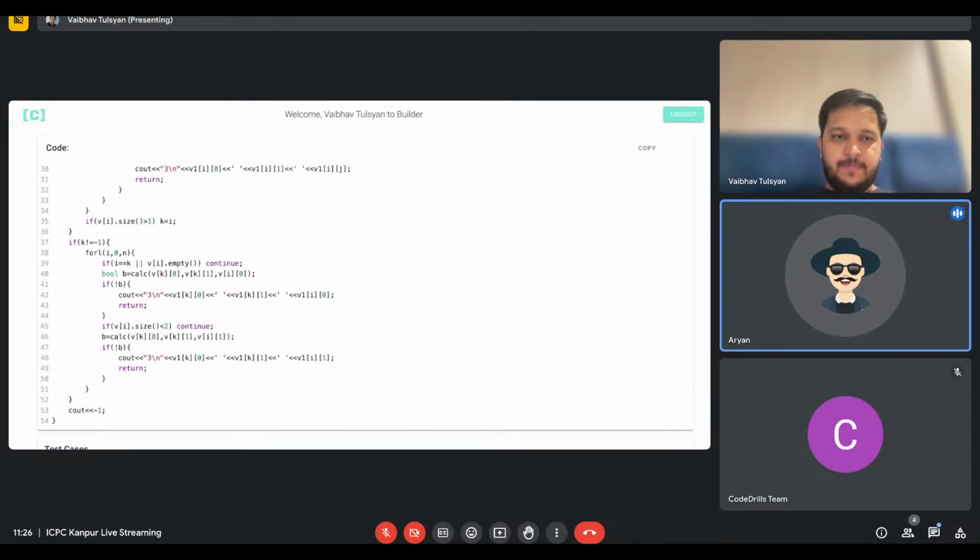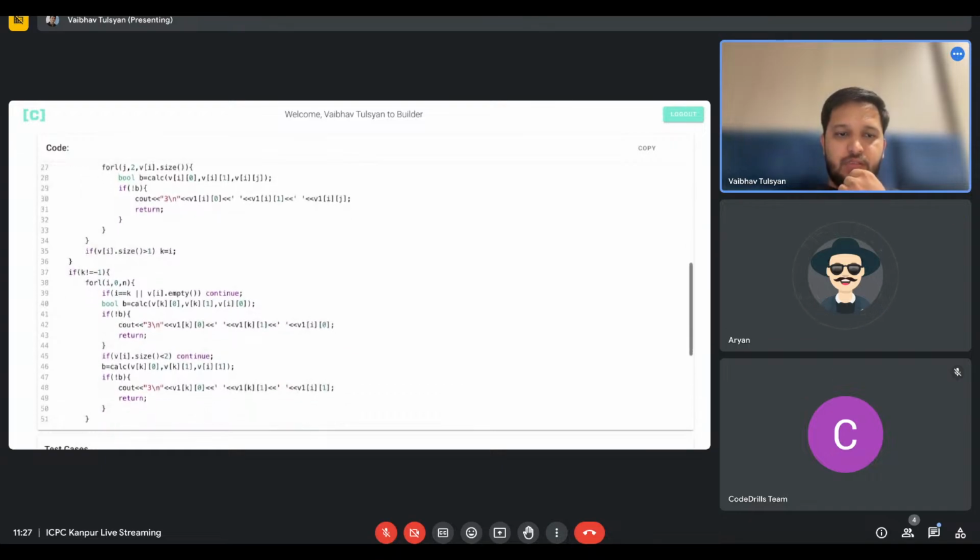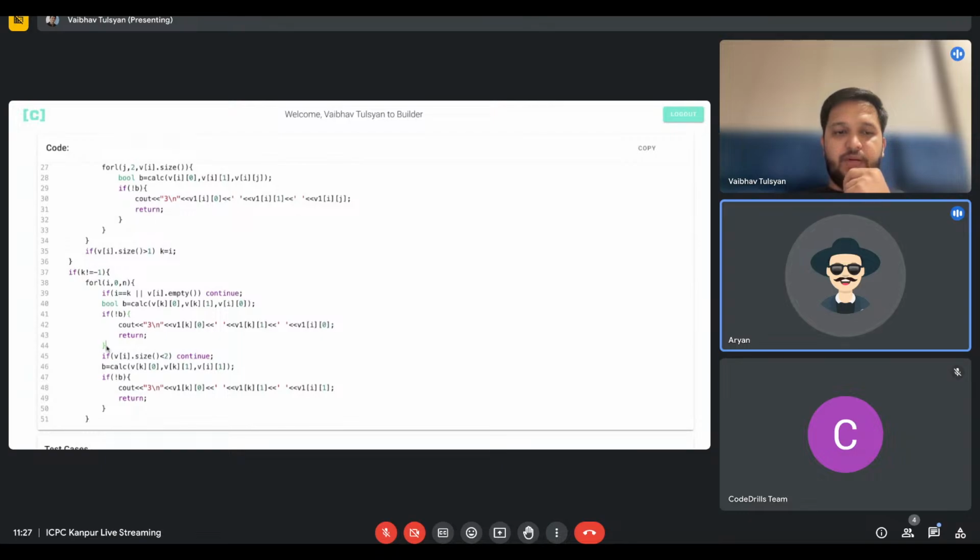So the first part is good. In the second part there is an issue, from 38 to 51. They can do something smartly over there.